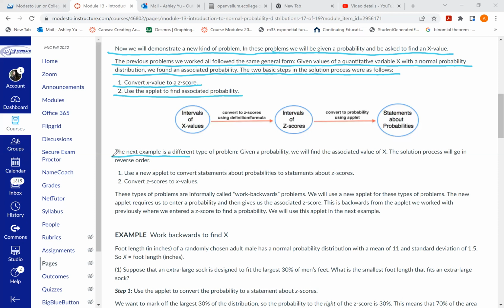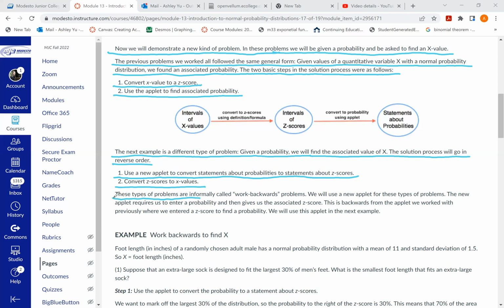The next example is a different type of problem. Given a probability, we will find the associated value of x. The solution process will go in reverse order. We'll first use an applet to convert statements about probabilities to statements about z-scores. Then we will convert the z-scores to x values. So it's totally undoing the process we learned on the previous page.